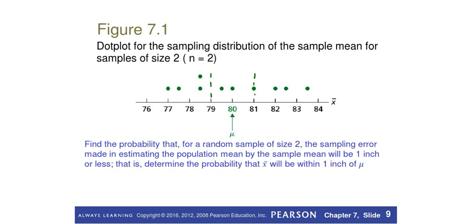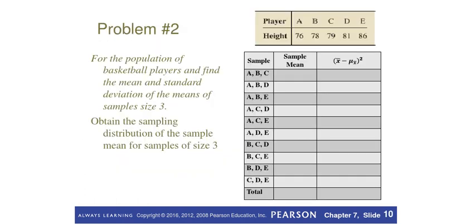Well, that means that for us, we have 3 within 1 inch, and that's out of 10. So the probability that our random sample of size 2 has a sampling error within 1 inch of the mean. Well, that's pretty good. So we know that we have a 3 in 10 chance, a 0.3 probability, of getting within 1 inch of the mean if we take a sample of size 2. So that's an interesting question for us. Here's one: what happens if we do it with 3?